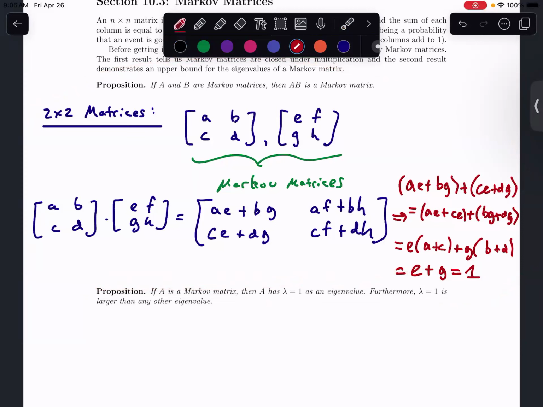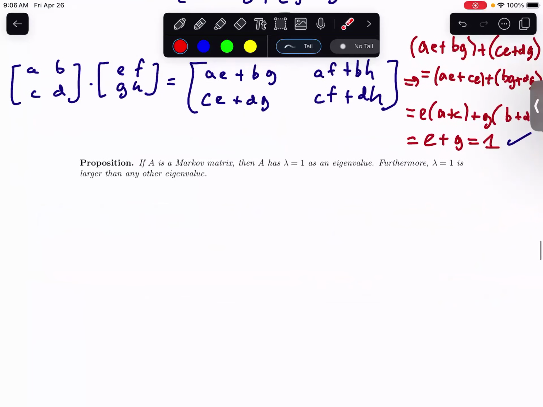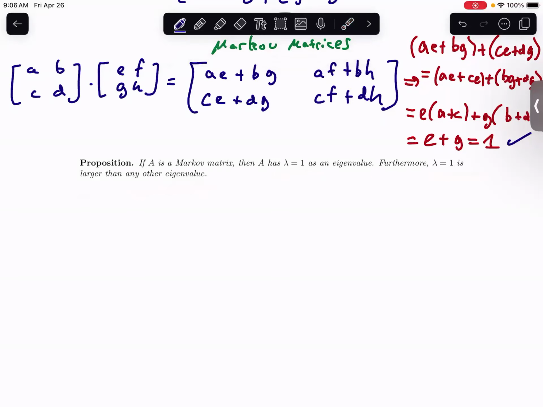Okay, so that's verifying that the product of two Markov matrices is going to be another Markov matrix. This proposition will be used in this very next proposition. The next proposition tells us that if A is a Markov matrix, then A is going to have lambda equal to 1 as an eigenvalue. And then, just as importantly, we have that lambda equal to 1 is going to be larger than any other eigenvalue. So lambda equal to 1 is an eigenvalue, and it also happens to be the largest eigenvalue. And this is going to be a really influential statement in the theory of today's lecture.